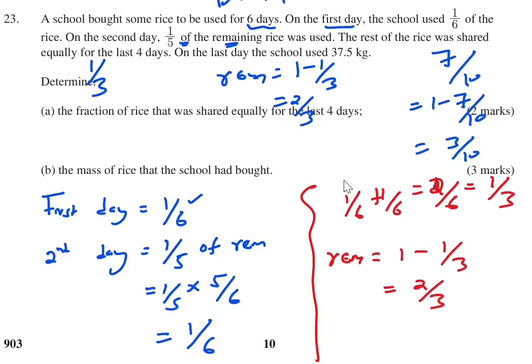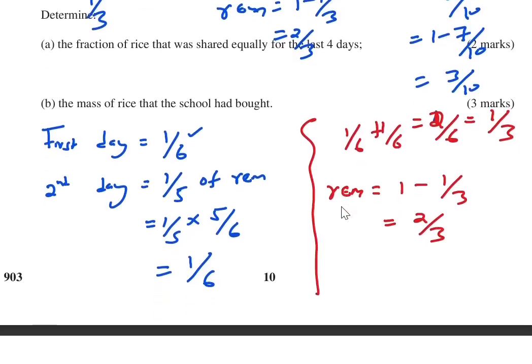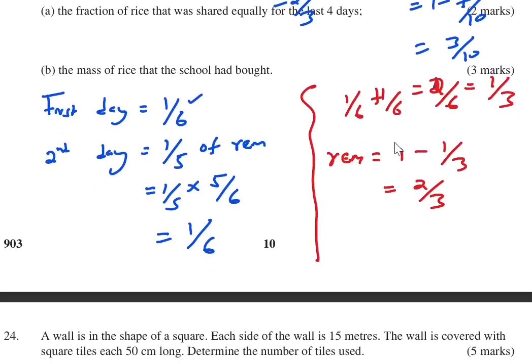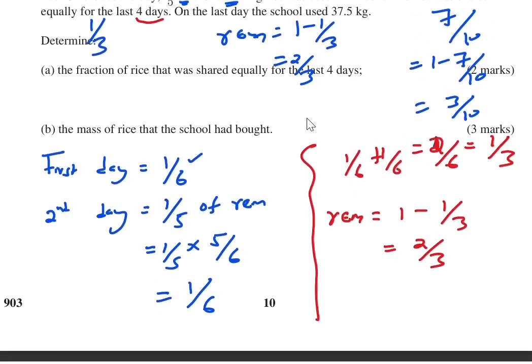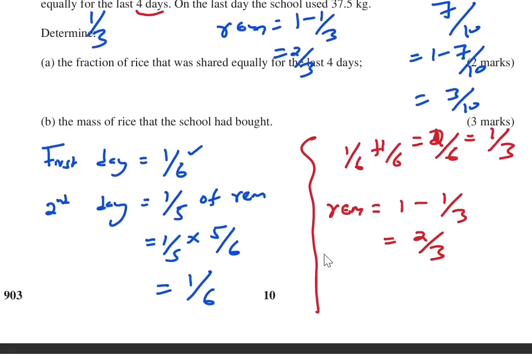This is the remainder. Sasa hii wana share equally for the last 4 days. So equally inamaanisha ya kila siku wana share. So we divide by 4 to get ya siku moja. So to know the amount for 1 day of the remaining days, tuandike aje sasa? Anyway, we divide, so it will be 2 over 3 divided by 4.